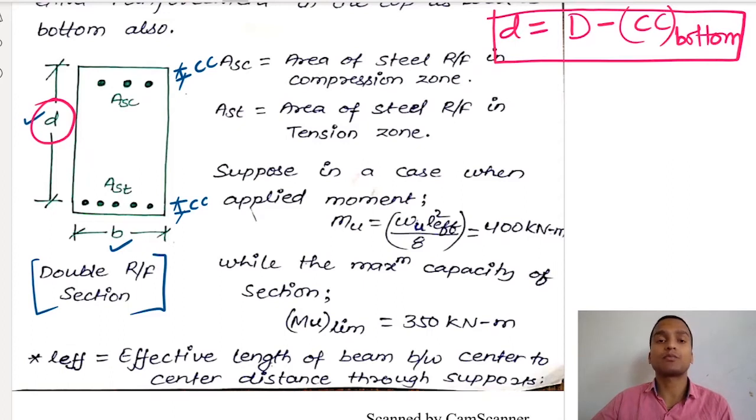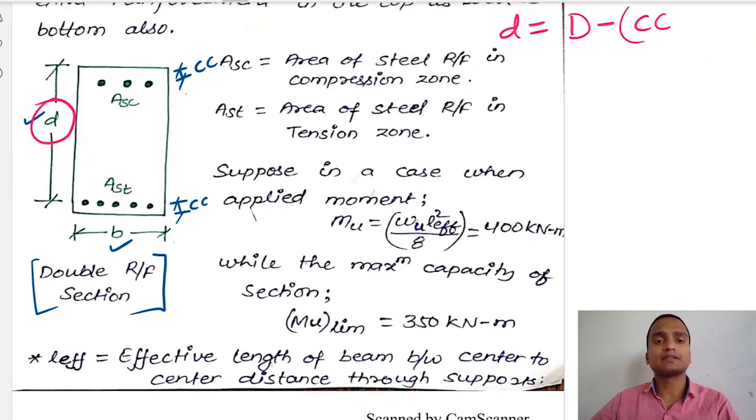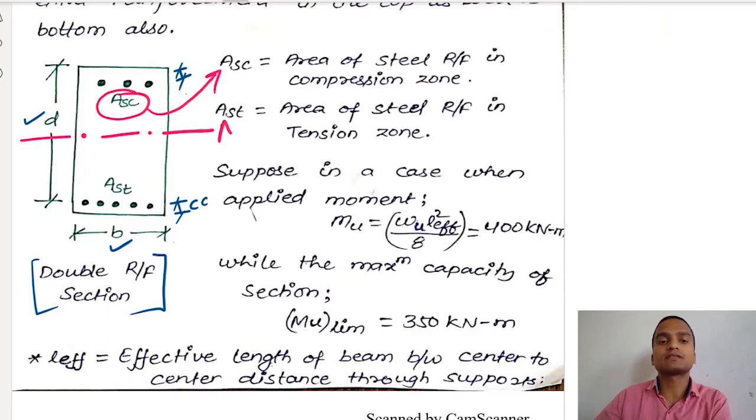So that is the point we are trying to understand in this video. The area of steel reinforcement at the compression zone is represented by ASC. If this is our neutral axis, concrete in this zone is the compression zone. Similarly, AST is the area of steel reinforcement in the tension zone.